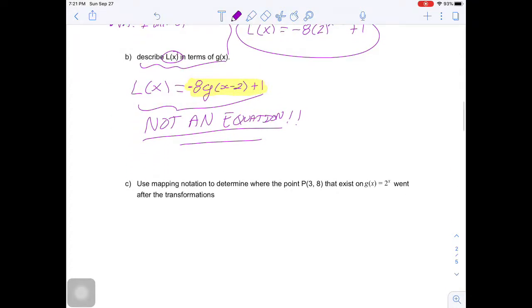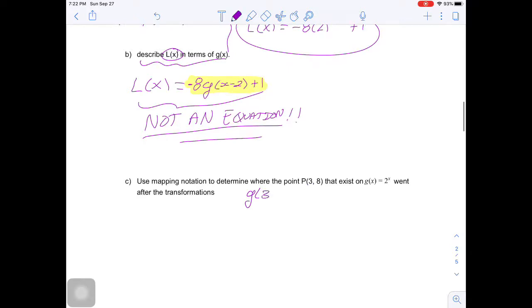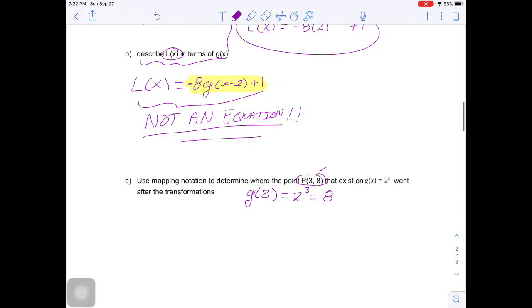Now, number C says, using mapping notation to determine where the point P, (3, 8), that exists on g of x equals 2 to the power of x, went after transformations. So essentially, this point exists on g of x, right? Because if we plug in our x value of 3 into g of x, we'll get 2 to the power of 3, and that equals 8. So this is just a coordinate point. It wants to know, where did this point go? Where is this on L of x?